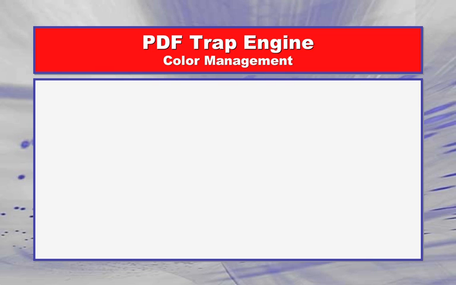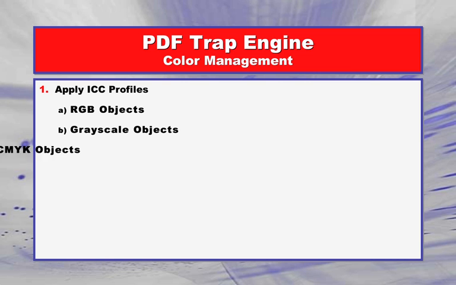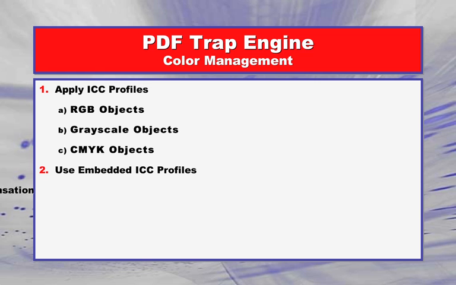The PDF Trap Engine Color Policy section is in the pre-scan tab of the PDF Trap Engine profile. This section allows for color management of a PDF file being processed through the Rampage system. In this area, you can apply ICC profiles to RGB, grayscale, CMYK objects, use profiles embedded in a PDF, blackpoint compensation, and more.